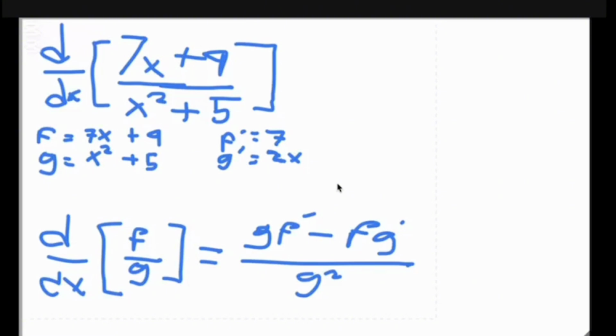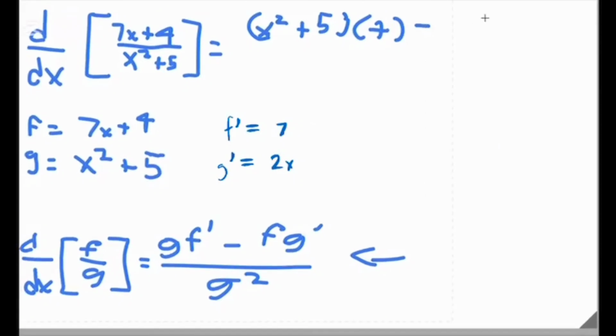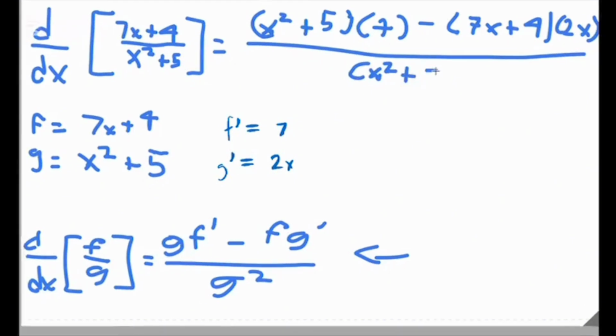That's why it's 2x. So by using the formula of the quotient rule, we have x squared plus 5 times 7, minus 7x plus 4 times 2x, over x squared plus 5 squared.